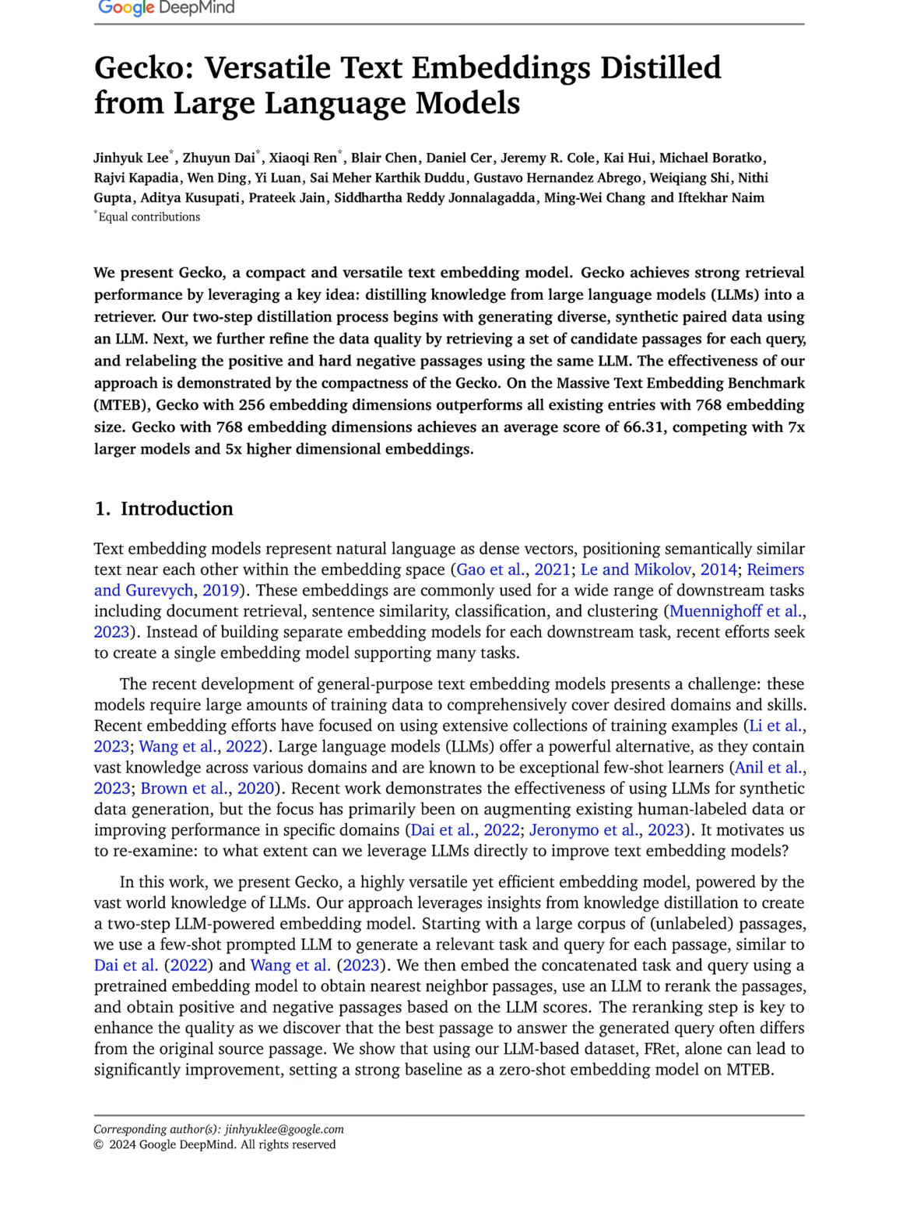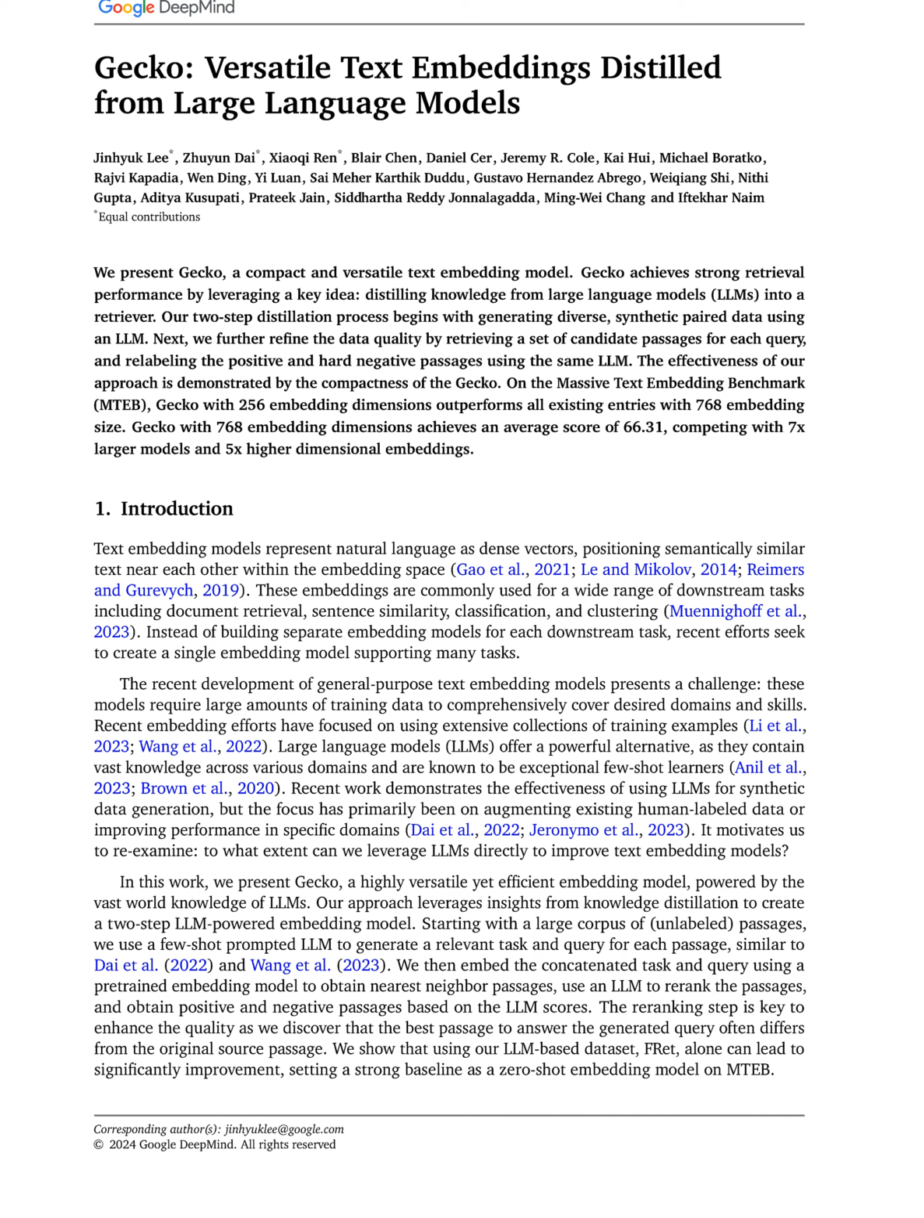The main motivation behind the development of the Gecko embedding model is to leverage the vast world knowledge of large language models, LLMs, to improve text embedding models. The goal is to create a highly versatile and efficient embedding model that can benefit from the comprehensive knowledge stored in LLMs. By using insights from knowledge distillation, the Gecko model is designed to generate a two-step LLM-powered embedding model.